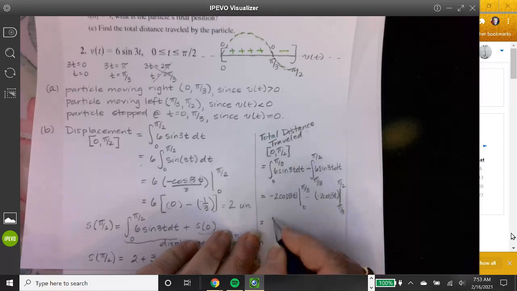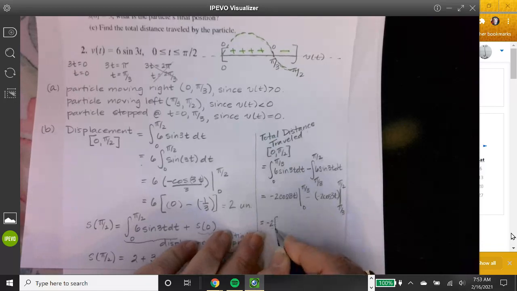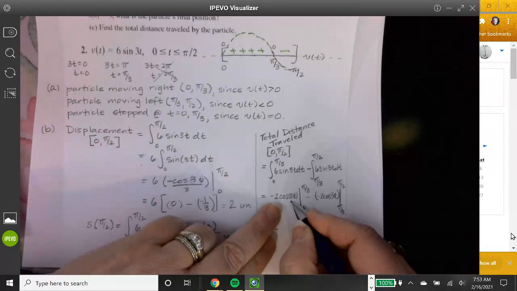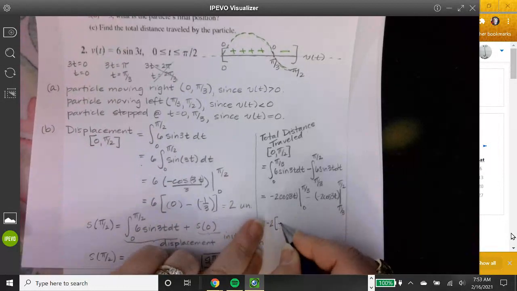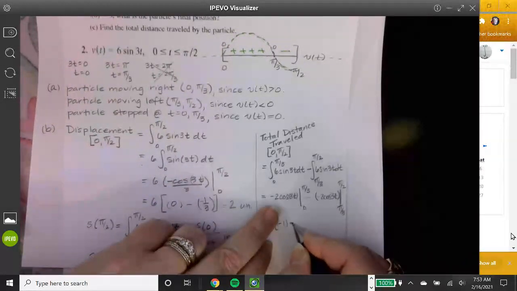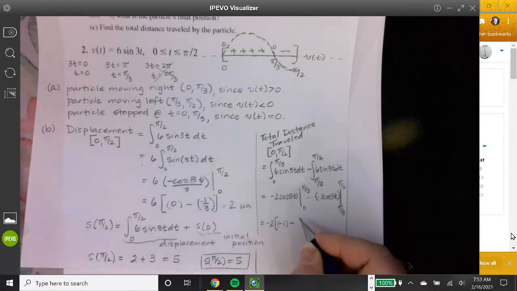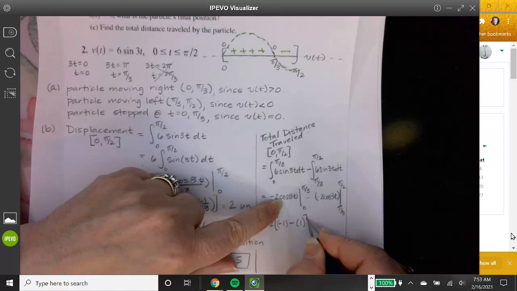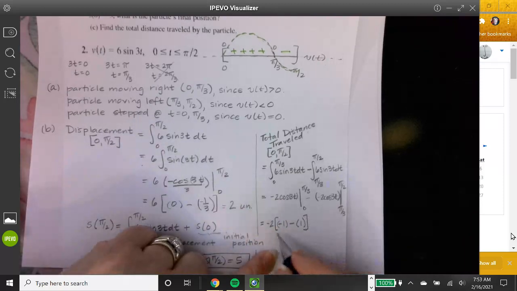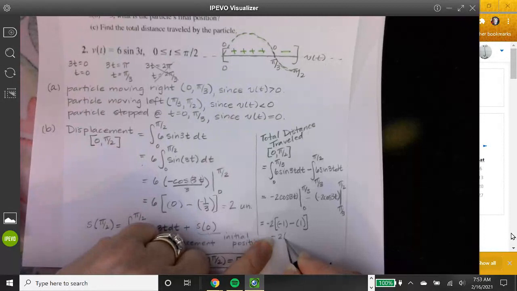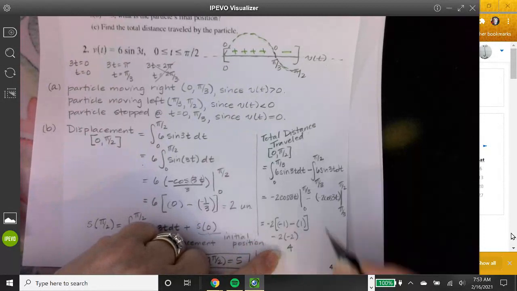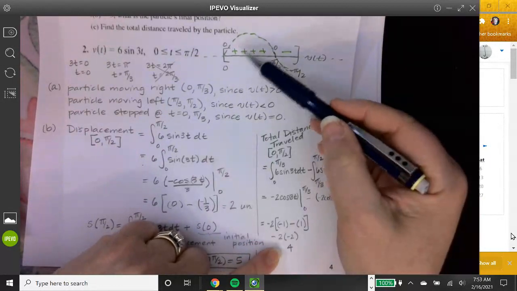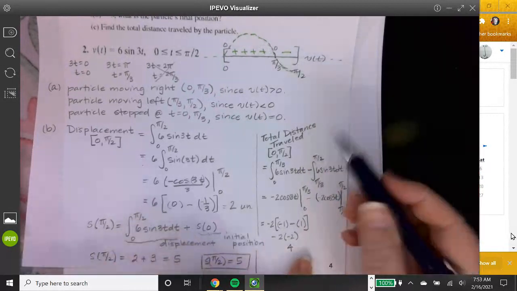This is negative 2 times, well, I'm going to put the pi over 3 in here, and that's the cosine of pi. Cosine of pi is negative 1 minus the cosine of 0, which is 1. Okay, so that turns out to be negative 2 times negative 2, which is a positive 4, which I totally expected because this is a positive area here.